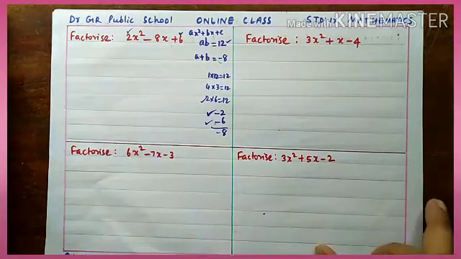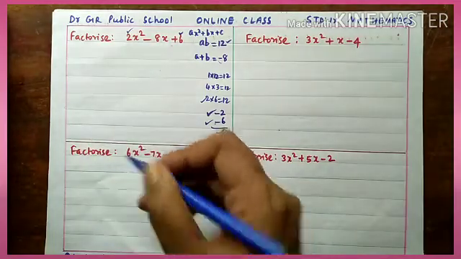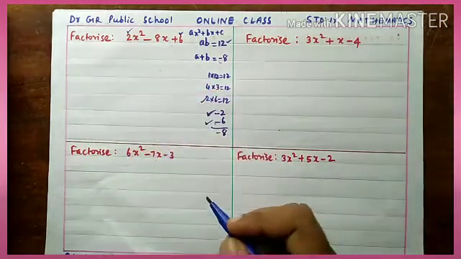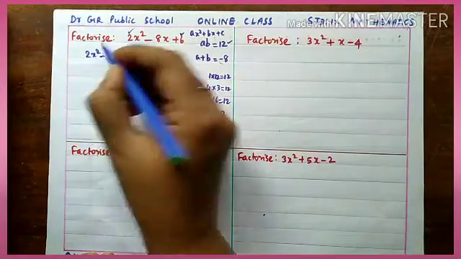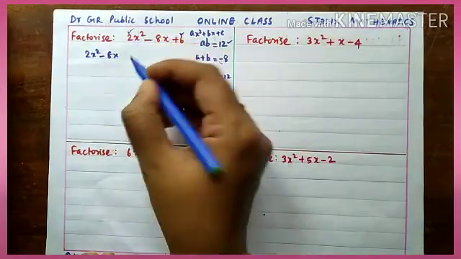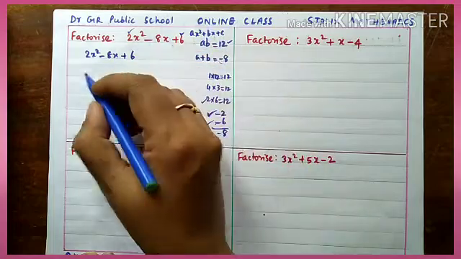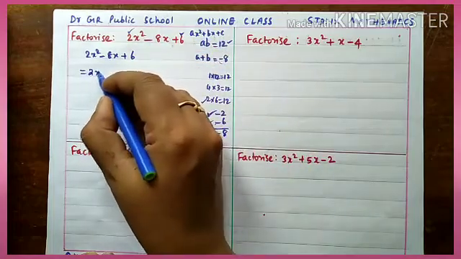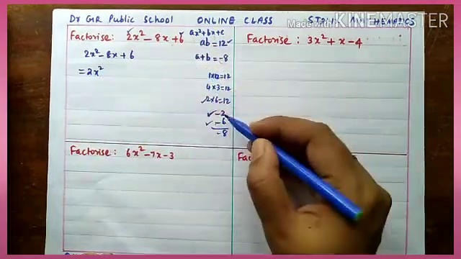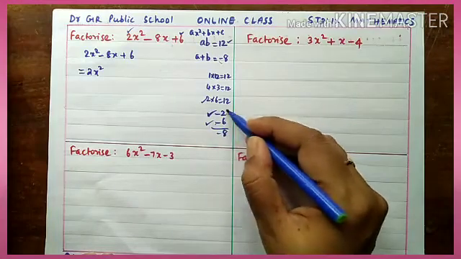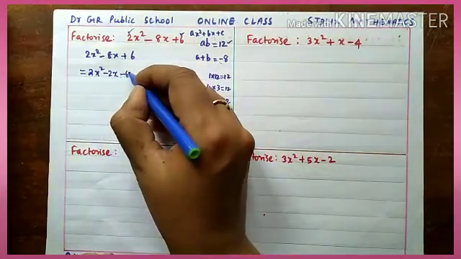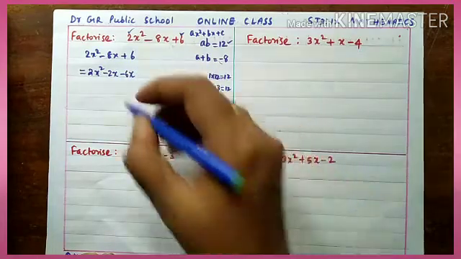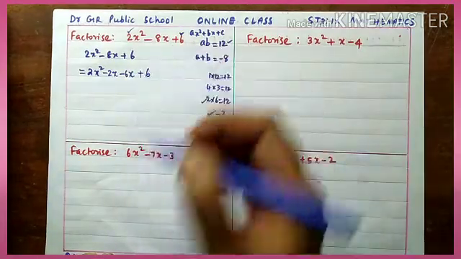Okay, so let us start the answer. How do we do it? First you write the polynomial 2x square minus 8x plus 6. Now you split the middle term. The first term is the same and the second term you adjust by these two values, that is minus 2x minus 6x, the two numbers. Then the last constant term plus 6.